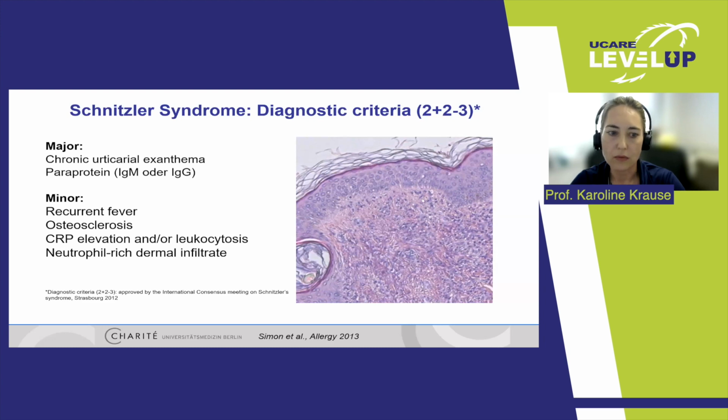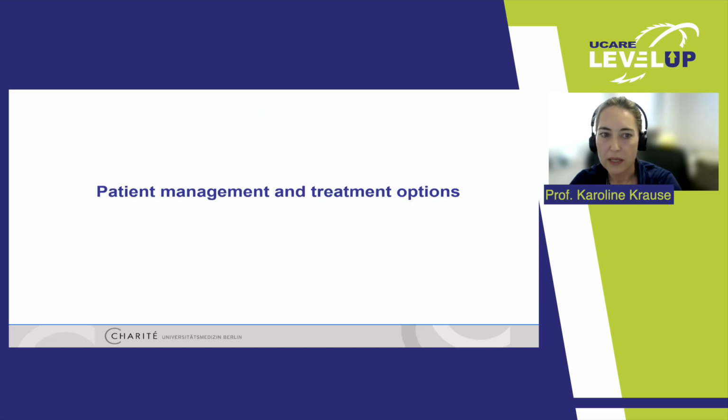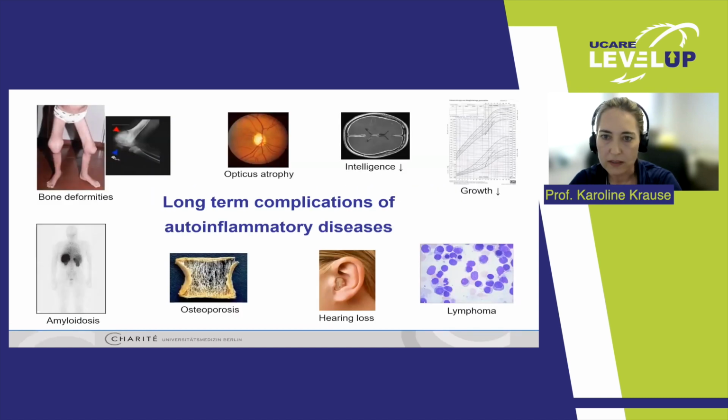And so our female patient had the IgM variant, the exanthema, the fever, also the osteosclerosis, which could be proved also on MRI imaging, and of course also the other 2 findings with the elevated inflammation markers and the dermal infiltrate. So how do we manage these patients? We already heard about options. Let me just start. Why is this very important? So many of these autoinflammatory diseases, they're very rare diseases.